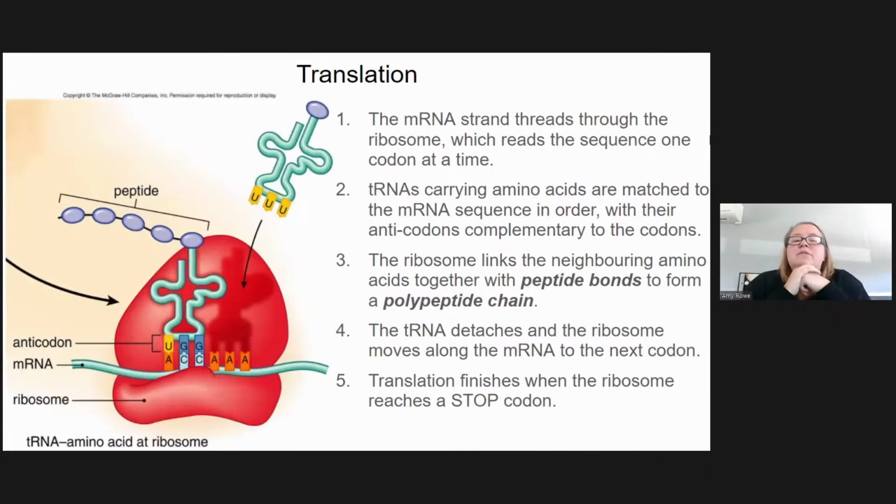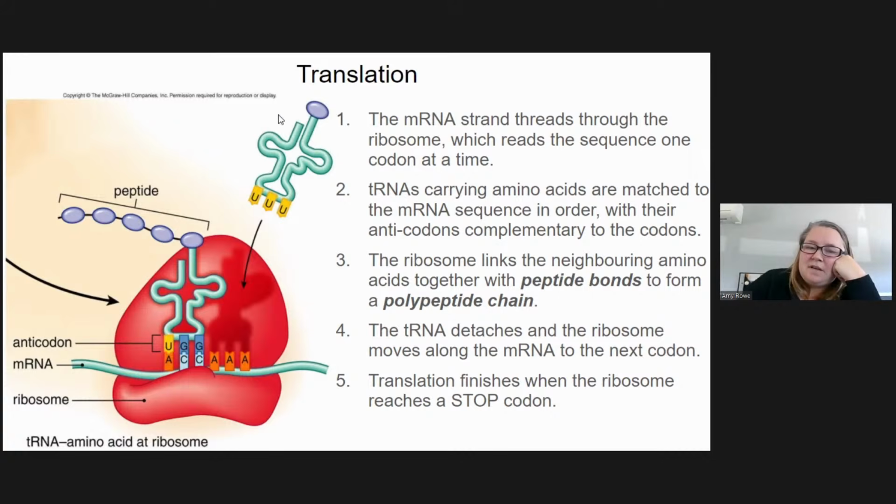So again, in words, our mRNA strand threads through the ribosome, which reads the strand 1 codon at a time. Transfer RNAs carrying amino acids are matched to the mRNA sequence in order, with the anticodons complementing the codons on the mRNA strand. The ribosome links the neighbouring amino acids together with a peptide bond to form a polypeptide chain.